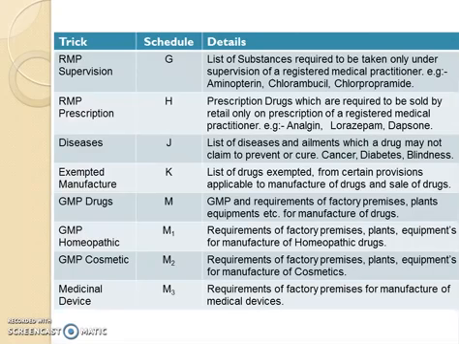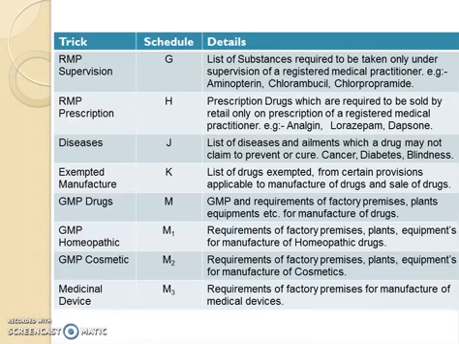K. List of drugs exempted from certain provisions applicable to manufacture of drug and sale of drugs. M. Good manufacturing practices and requirements of factory premises, plant equipments, etc. for manufacturing of drugs. M1. Requirement of factory premises, plant equipments for manufacturing of homeopathic drugs. M2. Requirements of factory premises, plant equipments for manufacturing of cosmetics. M3. Requirements of factory premises for manufacturing of medicinal devices.